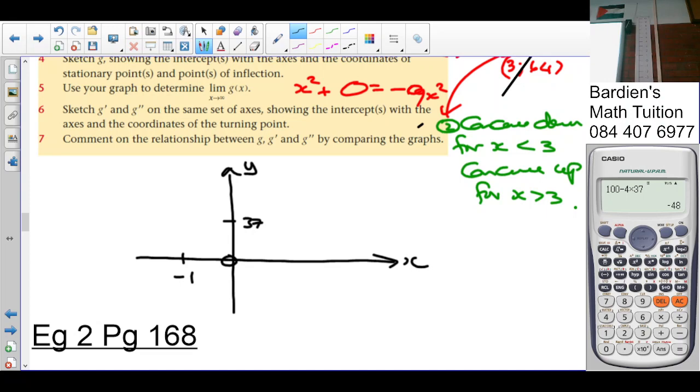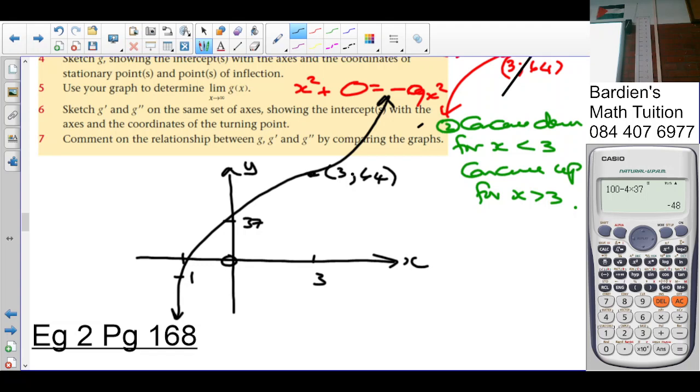Remember the turning point needs to be represented as well, which is at 3 and 64, which is double that length from the origin. So it's going to be 3 and 64, approximately. So here we go. From the point of inflection, we'll draw this graph. We know the graph is coming down like that, and it's going up like that. Okay, you guys understand?